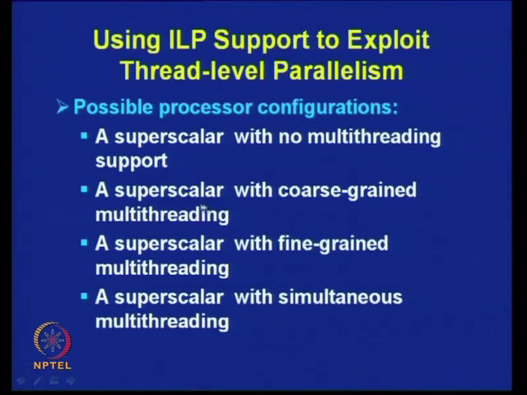Second possibility is a superscalar processor with coarse grained multithreading. Multithreading can be of 2 types, fine grained and coarse grained. We shall discuss that. Third is a superscalar with fine grained multithreading. That can be supported, or fourth, a superscalar processor with simultaneous multithreading. These techniques, fine grained multithreading, coarse grained multithreading, and simultaneous multithreading, we shall discuss later on. And in a modern superscalar processor, this can be supported very easily.